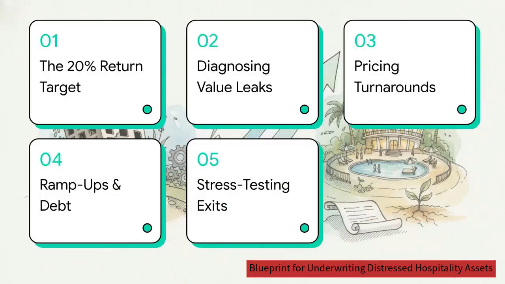Okay, let's dive right into this. Here is our exact blueprint for today. First, the 20% return target. 2, diagnosing historical value leaks. 3, pricing the physical turnaround. 4, realistic ramp-ups and debt. And finally, 5, stress testing the exit valuation.